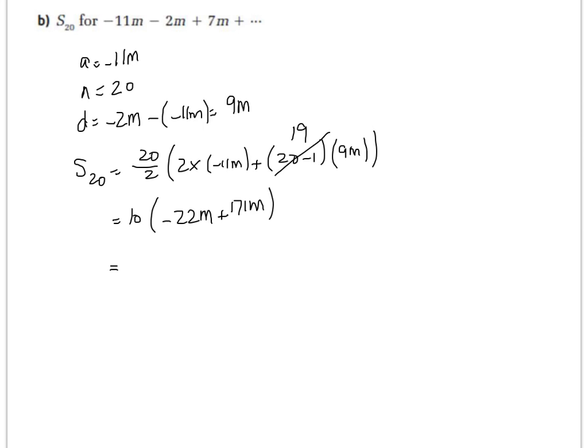Now I have negative 22m plus 171m, which gives me 149m. So I'm going to have 10 times 149m, which is 1490m.